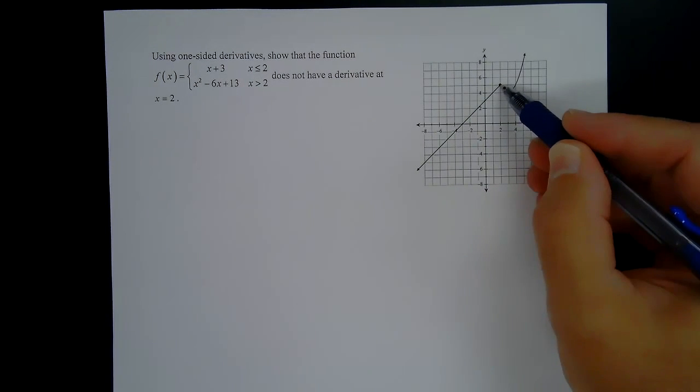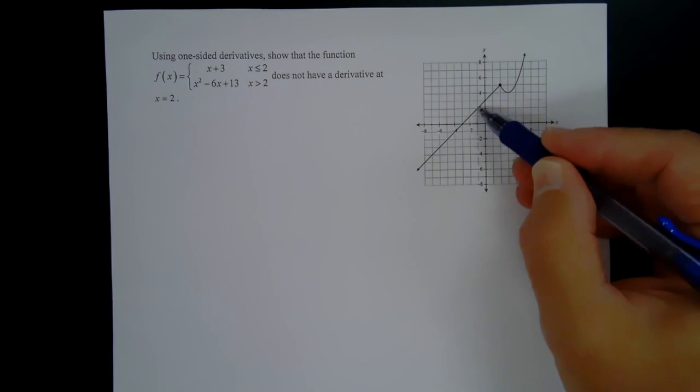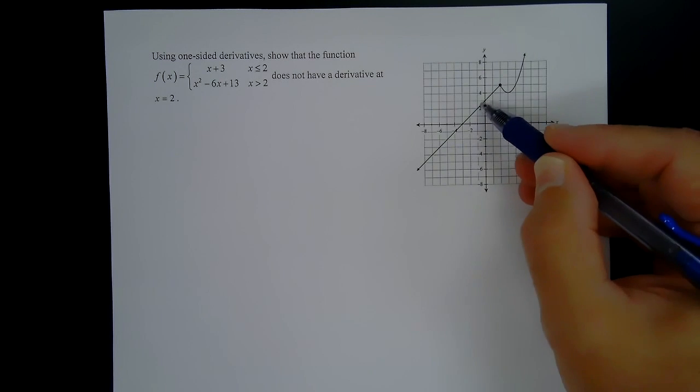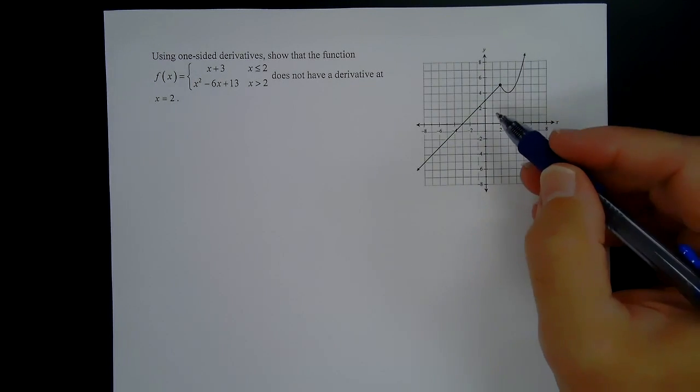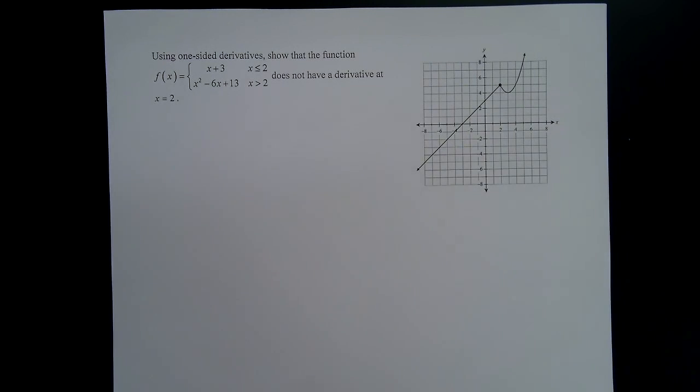So any derivative at that point, and that anchor point's on this line, would have a slope of, and it looks like it's 1. So we should get a left-hand derivative that's 1. We can kind of estimate this even before we start doing the calculus on it.